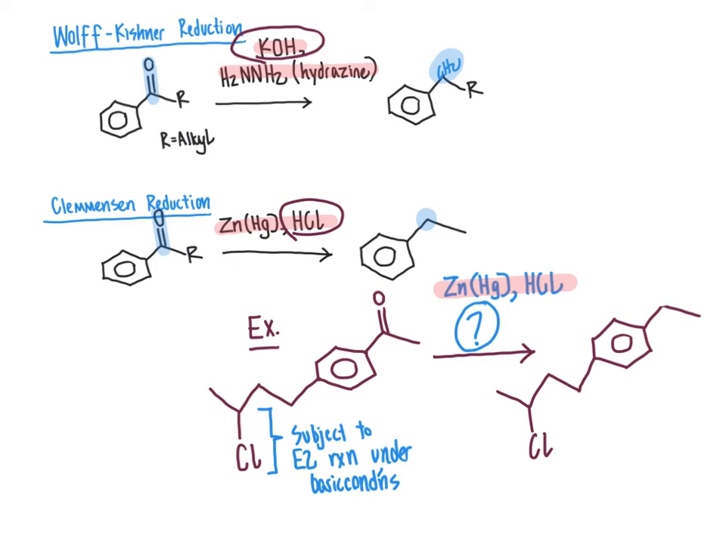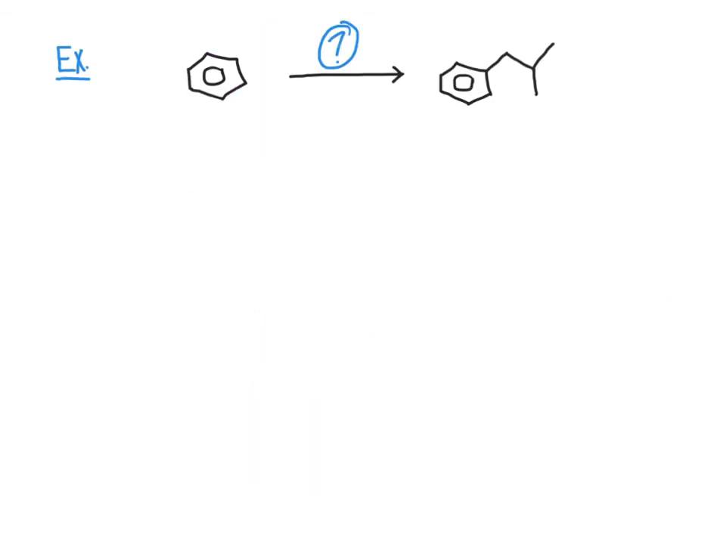So you'll want to keep this in mind when you are working with the Wolff-Kishner or Clemmensen reduction reactions, that the specific reduction method you choose should be dependent upon what other functional groups are present within the molecule. If there are no other functional groups that are susceptible to acid or base reactions, then you don't need to worry about it.